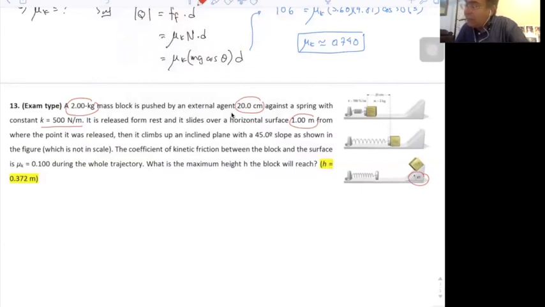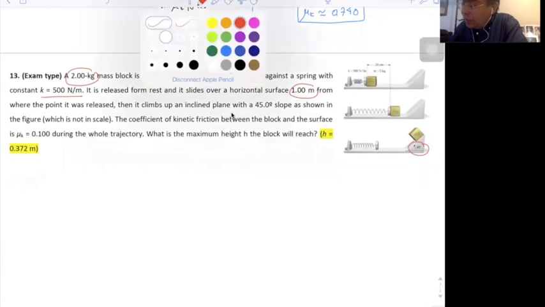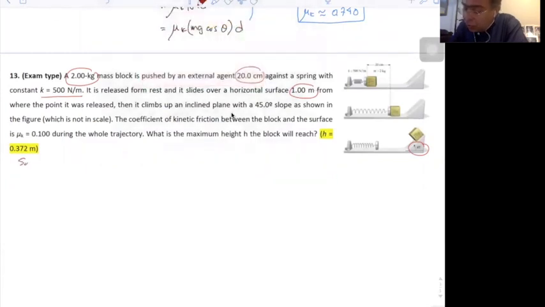The coefficient of kinetic friction between the block and the surface is 0.1 during the whole trajectory. What is the maximum height it reaches at the end where it stops its motion up the incline? Again, conservation of energy is going to be very, very useful. Let's go with that one. Solution, I will follow the steps described before.